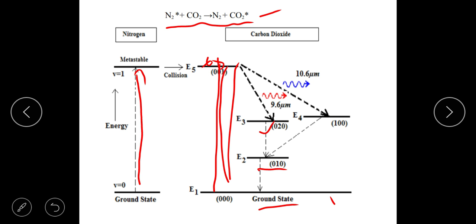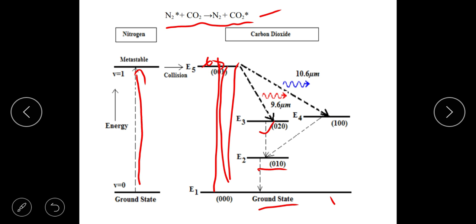Since this is metastable, and the excitation is happening through collision, here the population inversion is reached. Due to this population inversion, a stray photon can induce a stimulated emission.